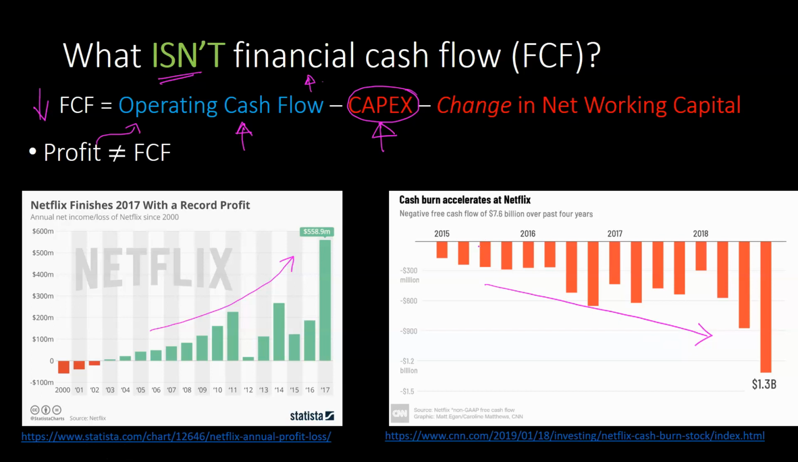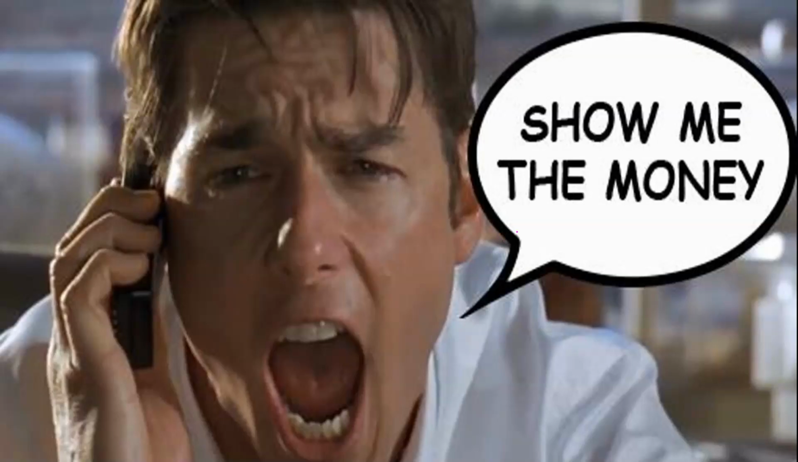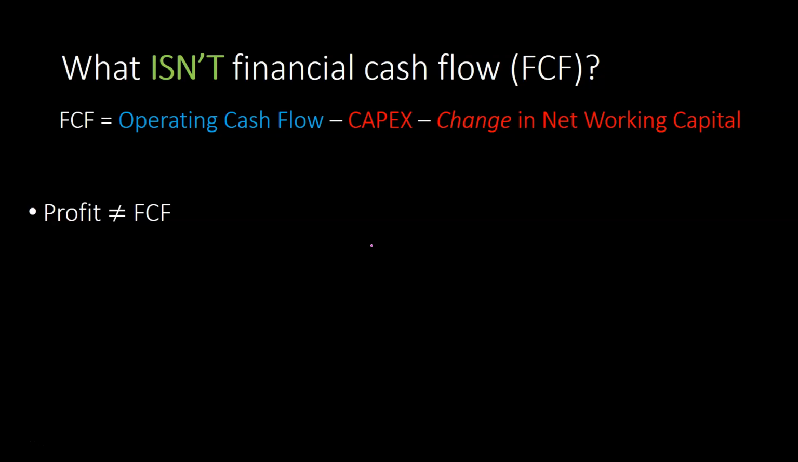Because look, if you are somebody who's lent money to Netflix, whether as an equity holder or a bank, you don't care about high profitability. You care about the cash flow, right? Because you gave Netflix your money, and what you're asking in return is, show me the money, baby. Where's the money? And financial cash flow is basically the money, which unfortunately at Netflix is negative right now. So that's one important thing to bear in mind, that financial cash flow and profit are two very different things.